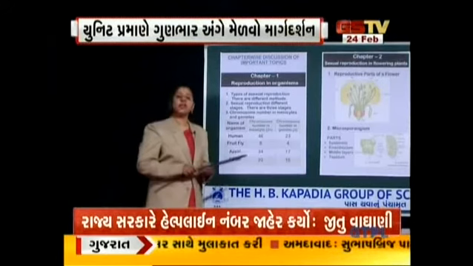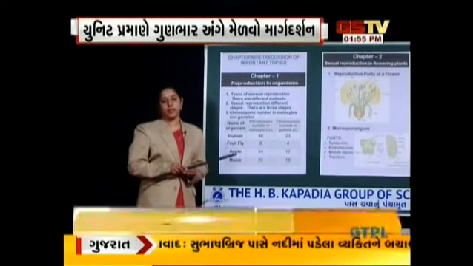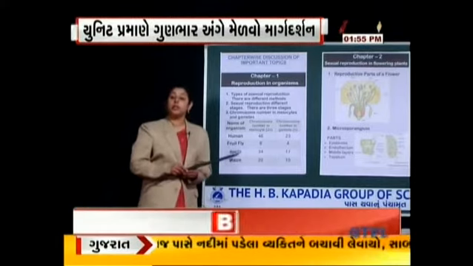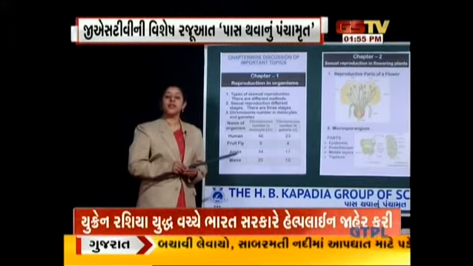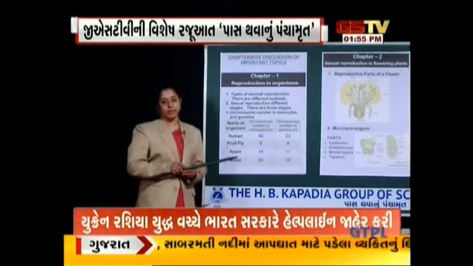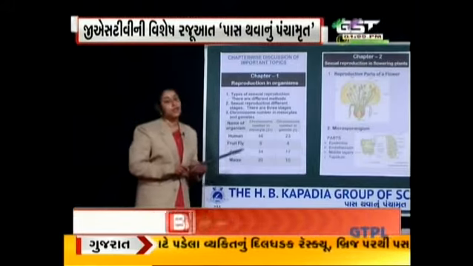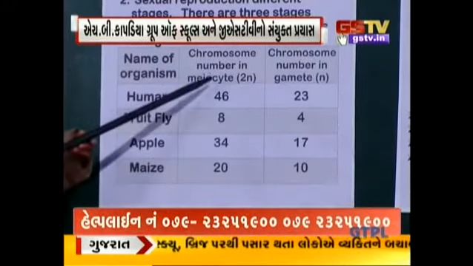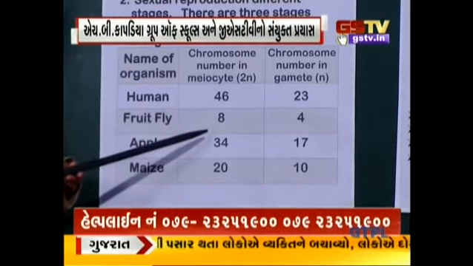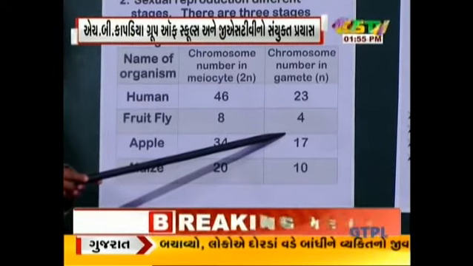What is the scientific name of the fruit fly? That is Drosophila melanogaster. You know why this is important? Because this is the species in which Morgan conducted his genetic experiments. So this is also very important. The chromosome number can be asked in MCQs. In the fruit fly, the chromosome number in the meiocyte is 8 and in the gamete is 4.